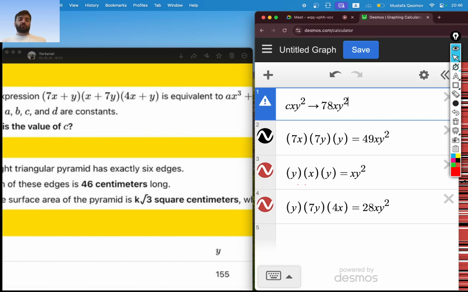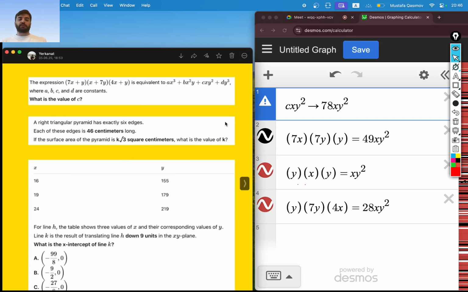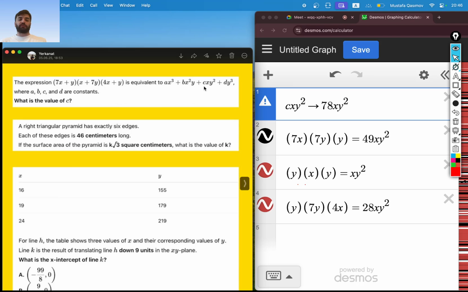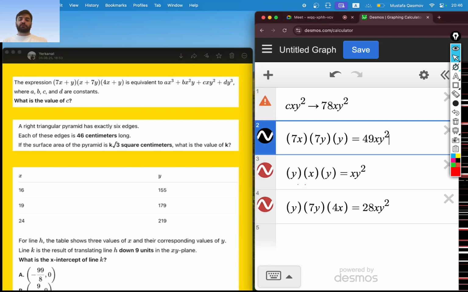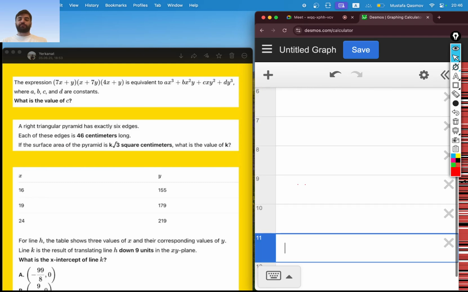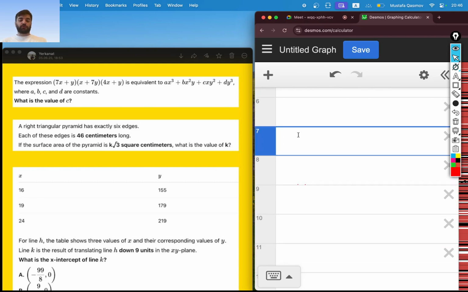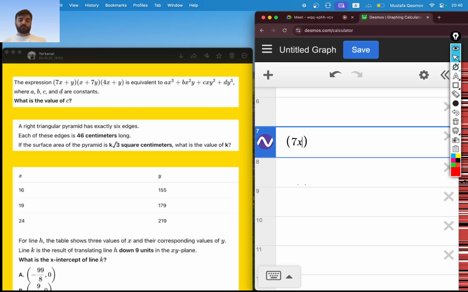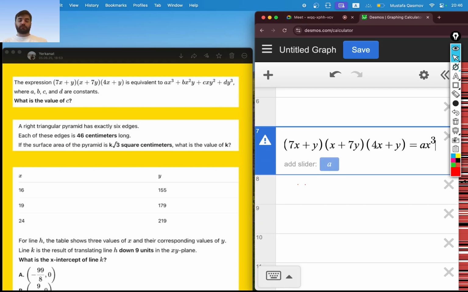Or if you don't like this method, you can see that these two forms are same. It means that whatever you write instead of x and y, it must be correct. So second method is like this. You have to write both equation here: 7x plus y multiplied by x plus 4y, 7y. And it is equal to this given equation or form.